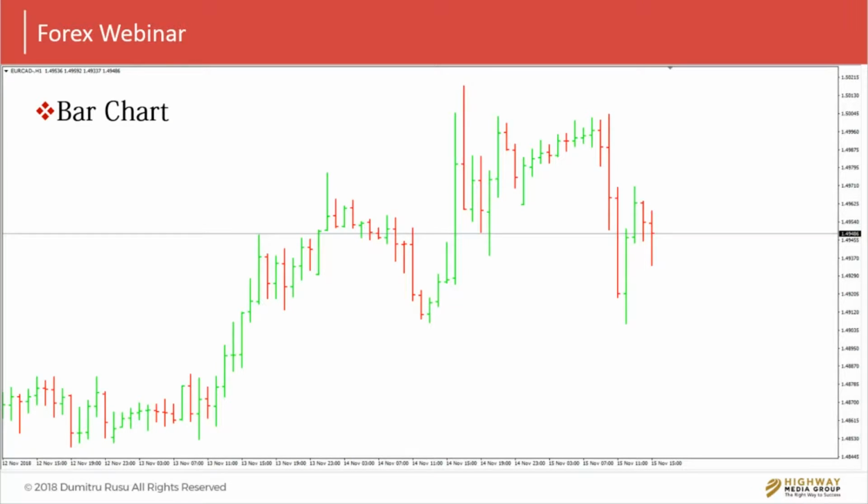The bars can also be horizontal and have the benefit of displaying the currency range for the selected time period. The advantage of using bar charts is that they are able to plot price gaps, and we will have a look at it later on our MT4.